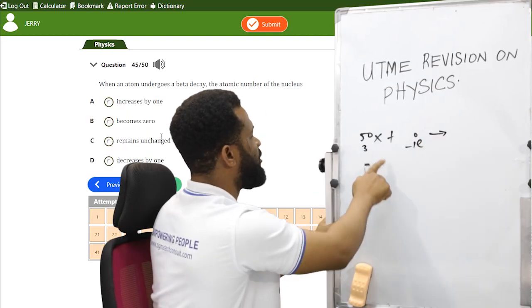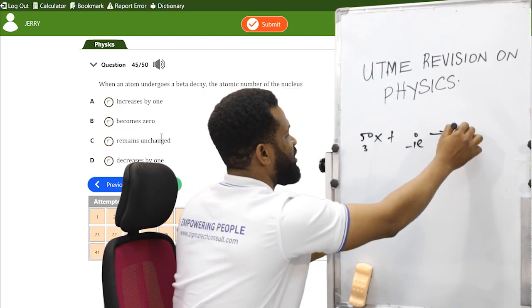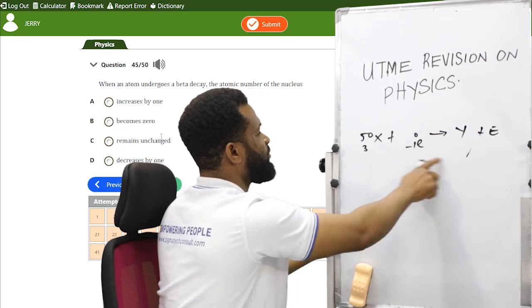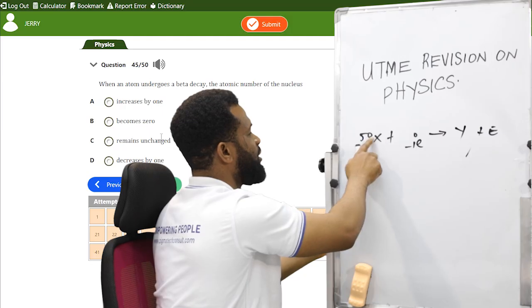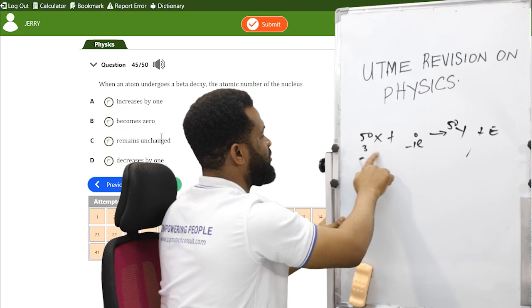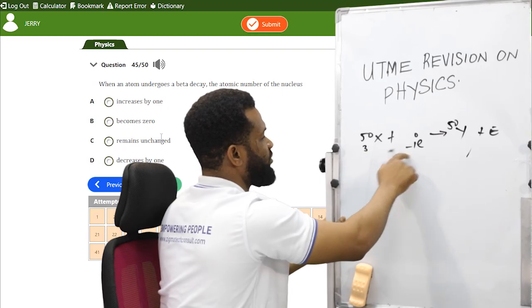Then we give you. Now, because you have to balance whatever you have here, plus probably an energy release. Because you have to balance here. This plus 0 is still going to be 50. Then this one now, 3 minus is going to be 4.